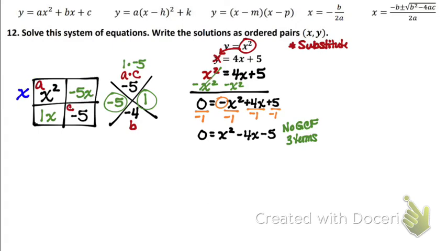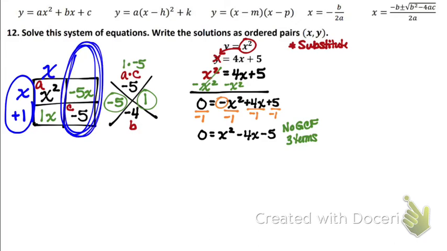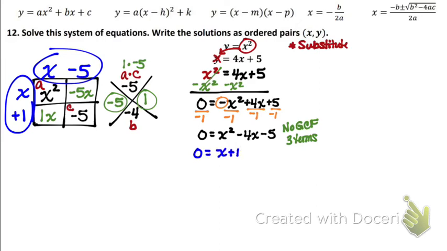Looking at just 2 boxes at a time, what do these two have in common? x. What about down on the bottom? What do these two have in common? 1. Positive or -1? Positive, because it's touching a positive box. What about these two? What do they have in common? x. And these two? -5. All right, so I have 0 equals x plus 1 times x minus 5.